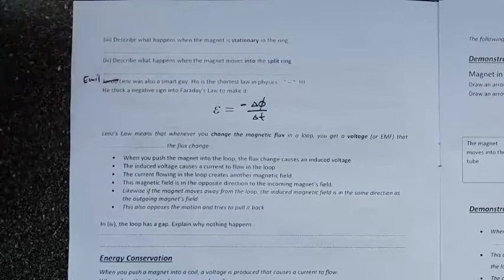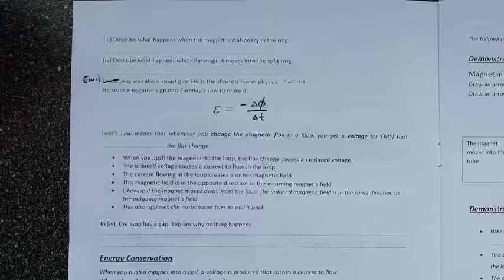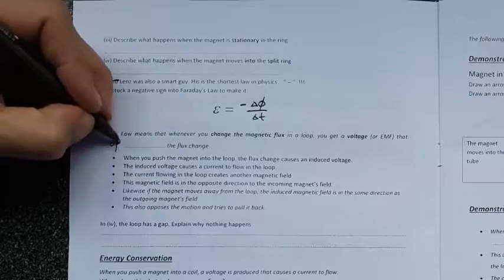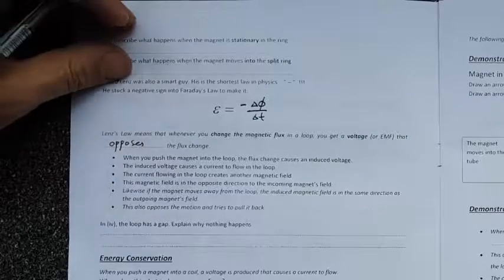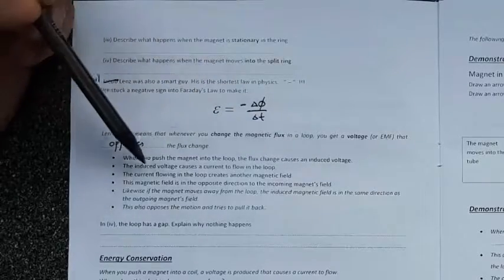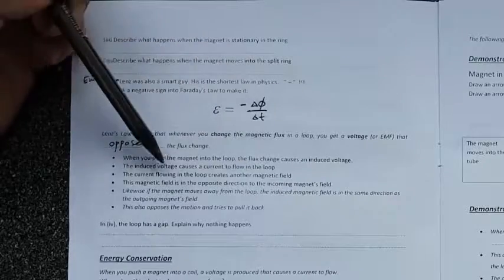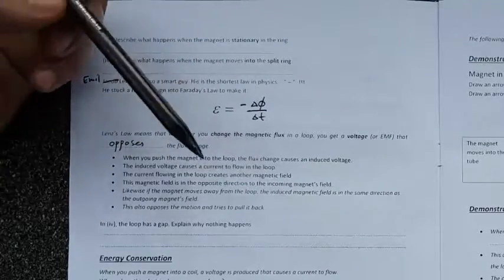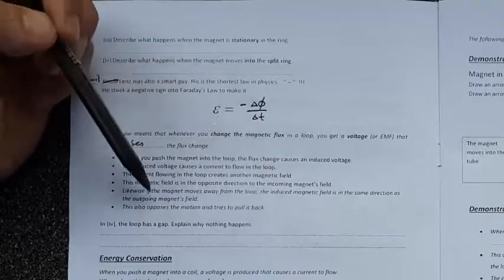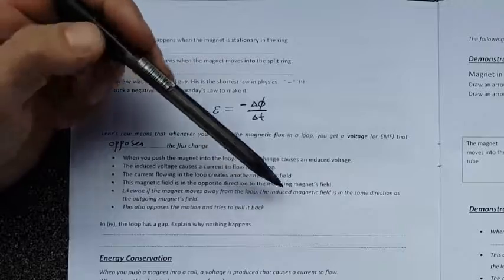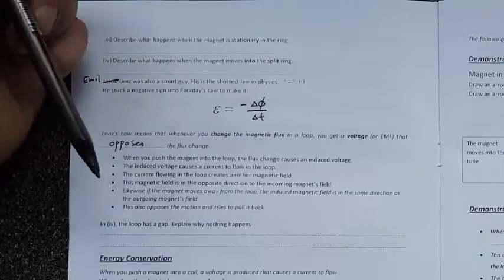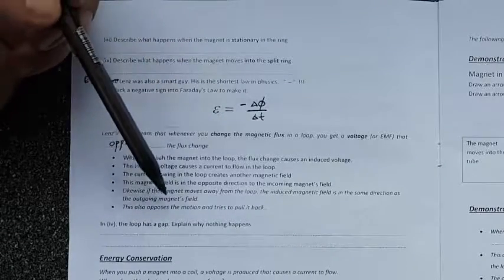And what Lenz's law means is that whenever you change the magnetic flux in a loop, you get a voltage, or EMF, that opposes the flux change. So when you push a magnet into the loop, the flux change causes an induced voltage. The induced voltage causes a current to flow. The current flowing in the loop creates another magnetic field. This magnetic field is in the opposite direction to the incoming magnet's field. Similarly, if you try to move the magnet away, the induced magnetic field is in the same direction as the outgoing magnetic field. So it kind of attracts the magnet while you're trying to pull it away, and that also opposes the motion.